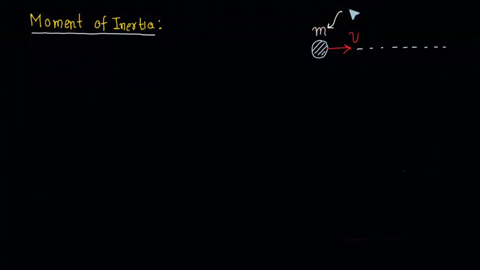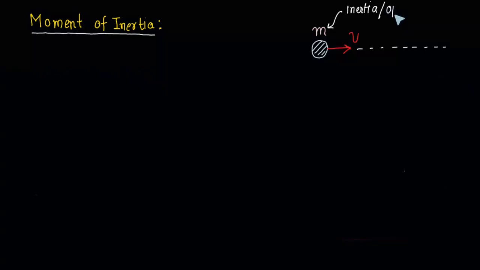This mass m will have some inertia due to which it will oppose its motion along the straight line. So inertia is basically opposition to the motion. In this condition, the mass is moving along a straight line, so it has the inertia of straight line motion, and that is caused by the mass. When a body moves along a straight line, the opposition to its motion is due to the mass of the body.